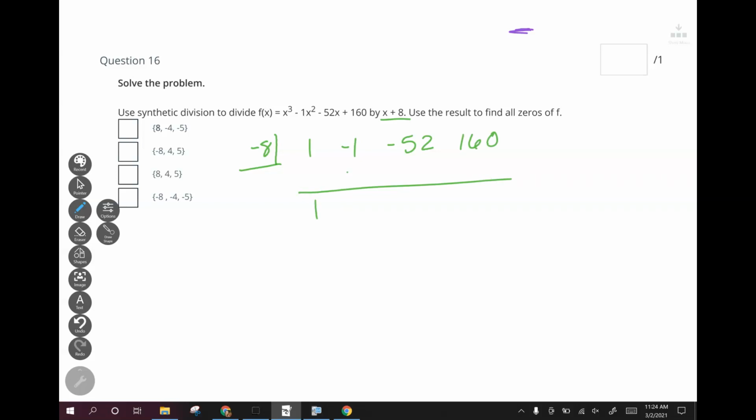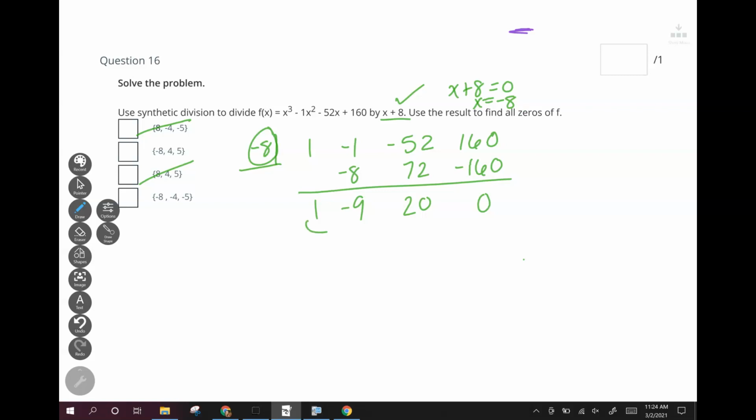Drop the 1, multiply, add, multiply, add, multiply, add. Okay, so since that remainder came out to 0, yes, x plus 8 is a factor of the polynomial, and negative 8 is a 0. So that means I can cross out those two options, because remember, when you have a factor, you're setting it equal to 0 and solving for x to see what the 0 is. So if x plus 8 is a factor, then negative 8 is the 0.